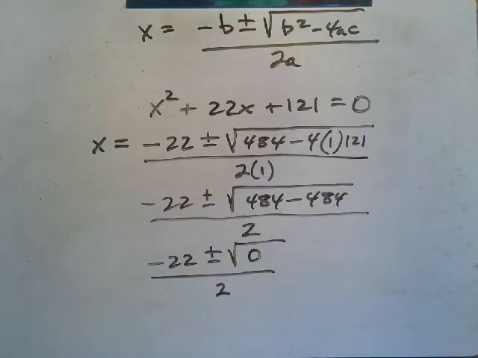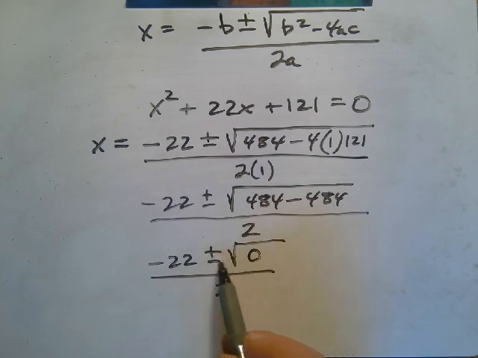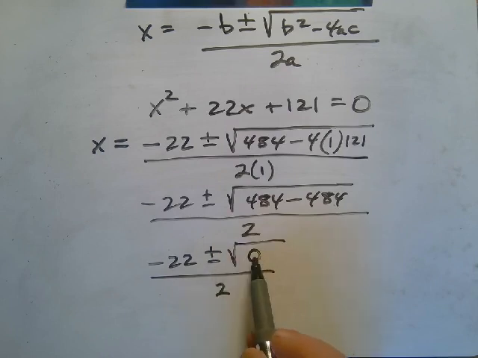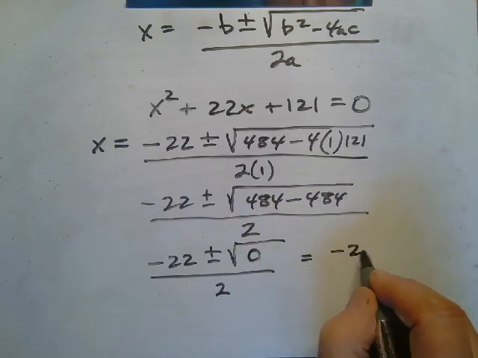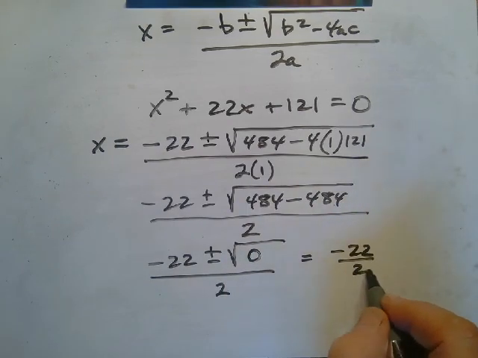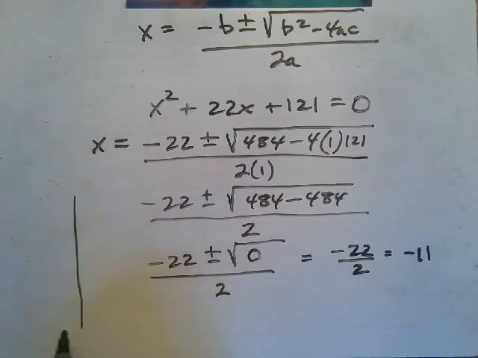Now, a couple things we need to note. First of all, that this under the radical here is 0. And the square root of 0 is just 0. There's no such thing as a positive 0 and a negative 0. So in reality, we're only going to get one answer here because a positive 0 and a negative 0 are the same thing. So our answer here is going to be a negative 22 all over 2, which is a negative 11.